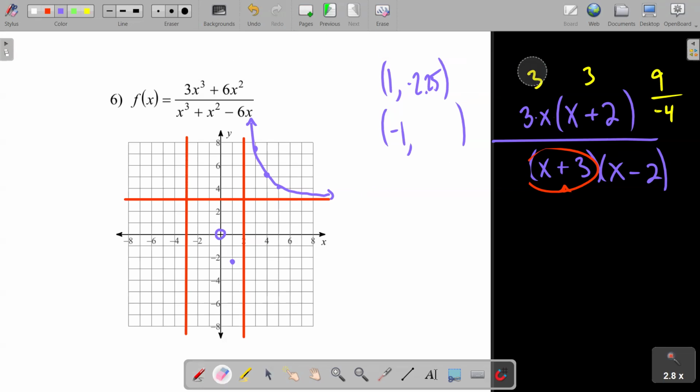I'm going to change my yellow numbers, just kind of working around here. So if I put in -1, I get -3. -1 plus 2 is 1. Top equals -3. And the -1 down here gives me a 2 and a -3, which is -6. So that answer is 1/2. So at -1, I have a y value of 1/2.